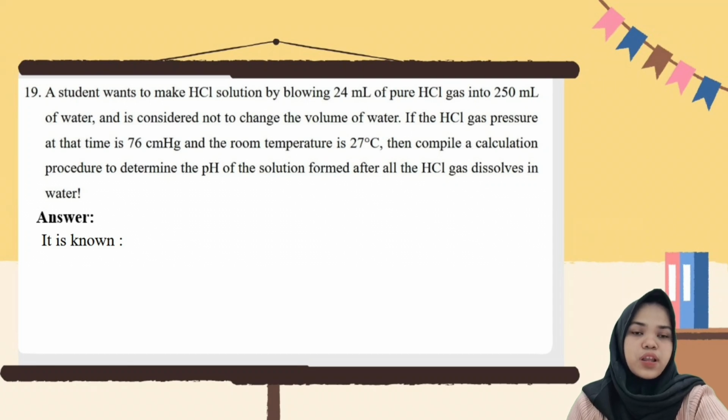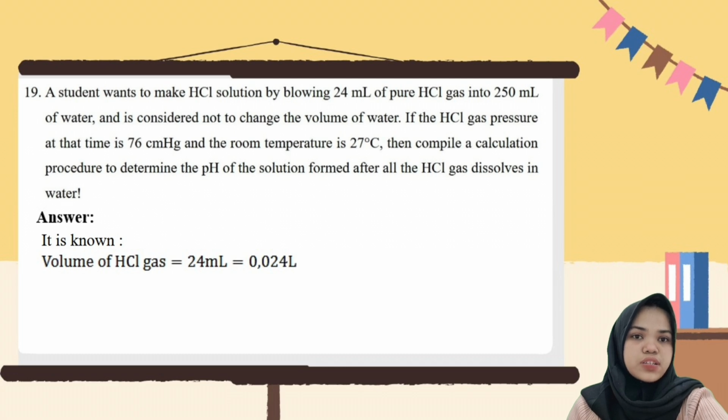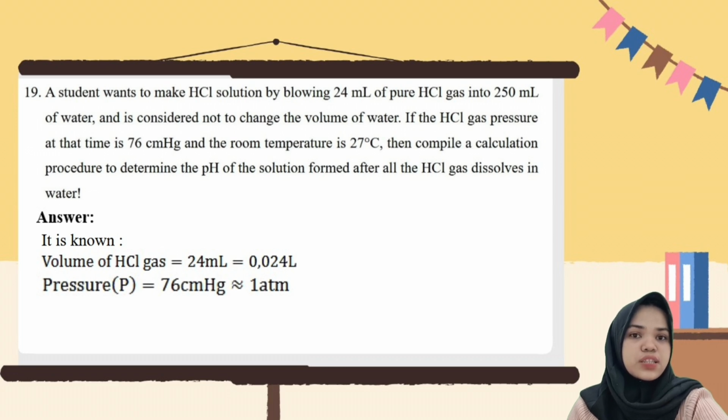First of all, we collect all the data needed to calculate the number of moles of HCl gas that dissolve in water. The volume of HCl gas used was 24 milliliters, which when converted to liters is 0.024 liters. The pressure of the gas is 76 centimeters of mercury, which under standard conditions is approximately 1 atmosphere. The room temperature used is 27 degrees Celsius.